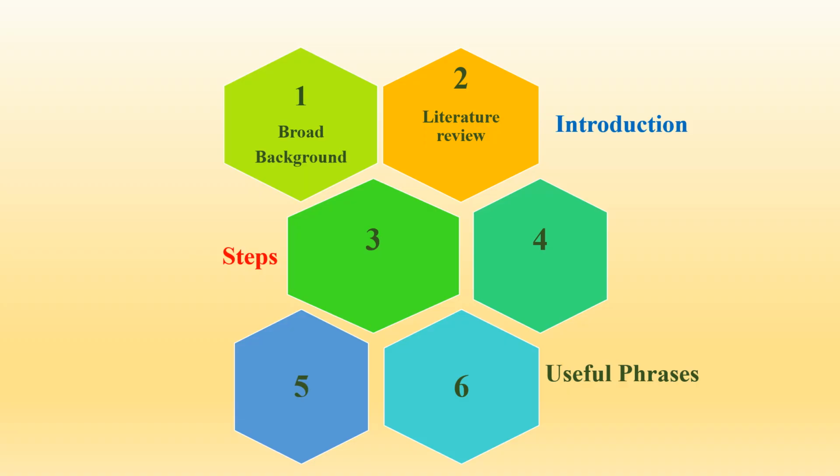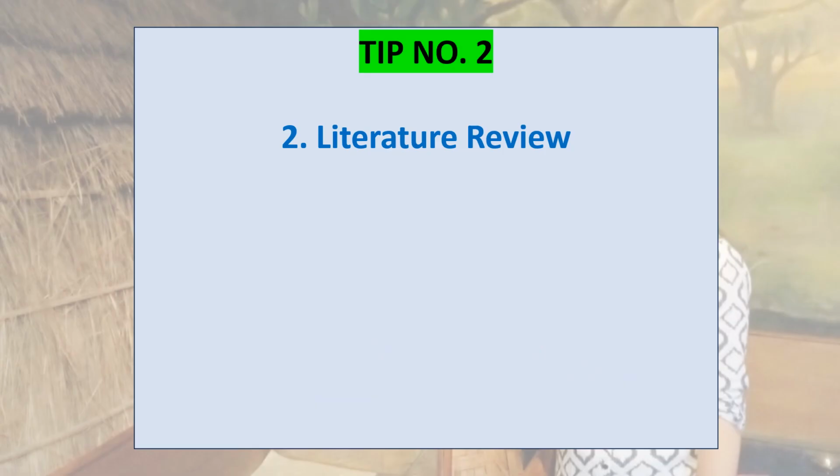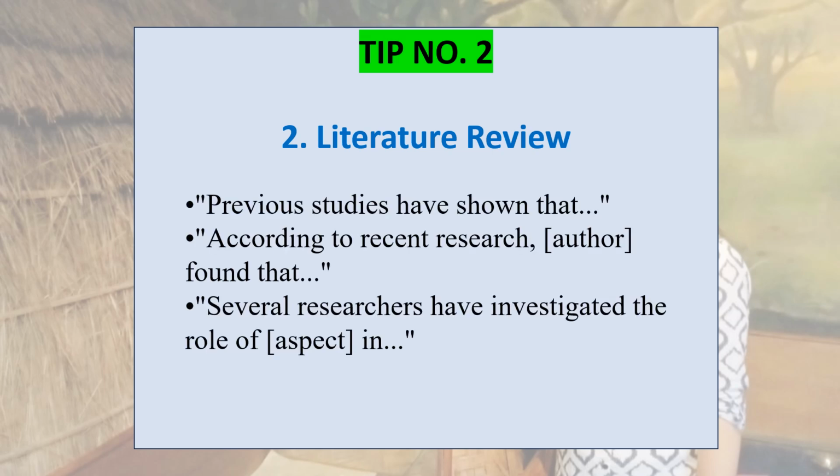Moving to tip number 2, that is literature review. Collect the various review and research articles published on that particular topic and briefly review the existing research, that what all has been done so far. Let's see some important phrases that you can use for the literature review part. Previous studies have shown that, according to recent research, researcher found that, give the name of the author. Then several researchers have investigated the role of, in this manner you can write.